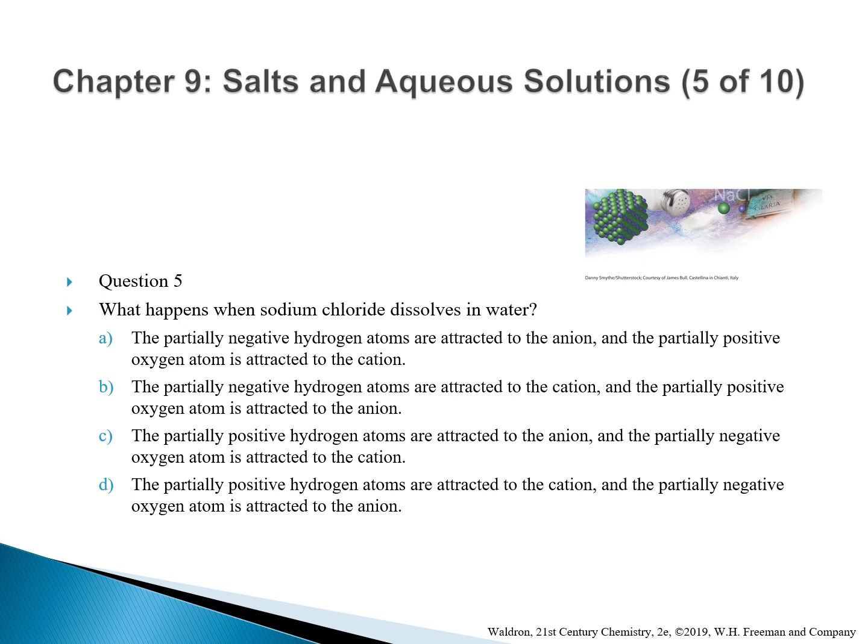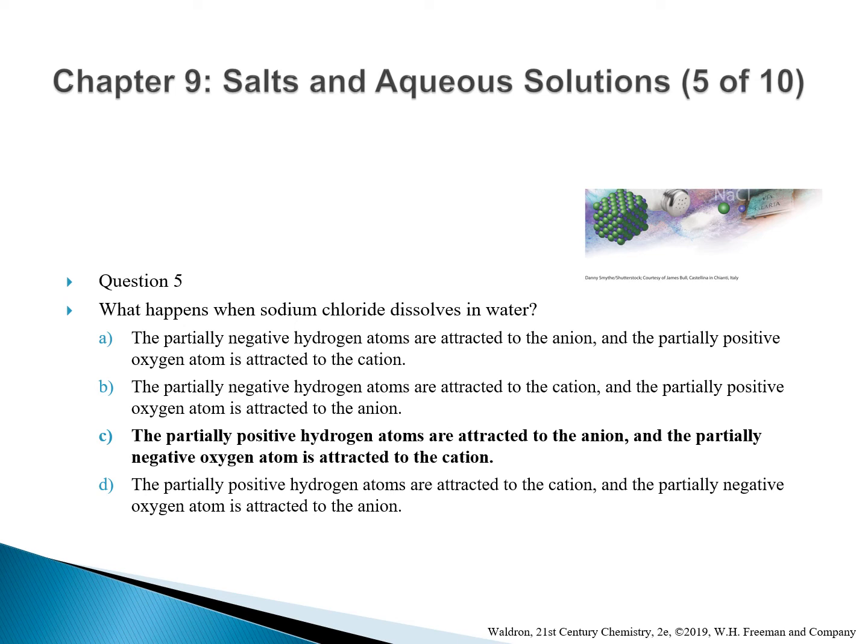The partially positive hydrogen atoms are attracted to the anion, and the partial negative oxygen atoms is attracted to the cation. D. The partially positive hydrogen atoms are attracted to the cation, and the partial negative oxygen atom is attracted to the anion. Please pause your video here.